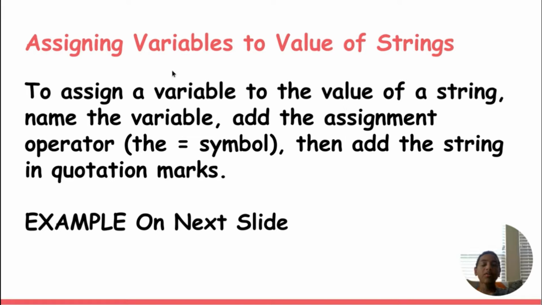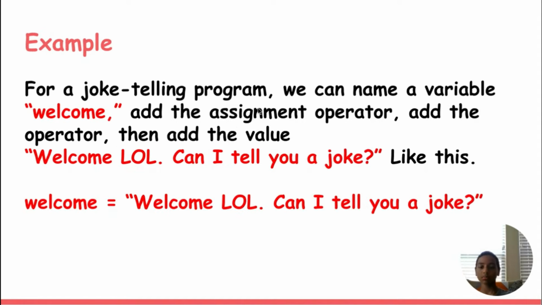Let's see how to assign variables to a value of strings. First, name the variable, add the assignment operator, which is basically the equal symbol, and then add the string in the quotation marks. Here's an example. For a joke-telling program, we can name a variable welcome and add the assignment operator, then add the value. So it's welcome equals "welcome lol, can I tell you a joke?"